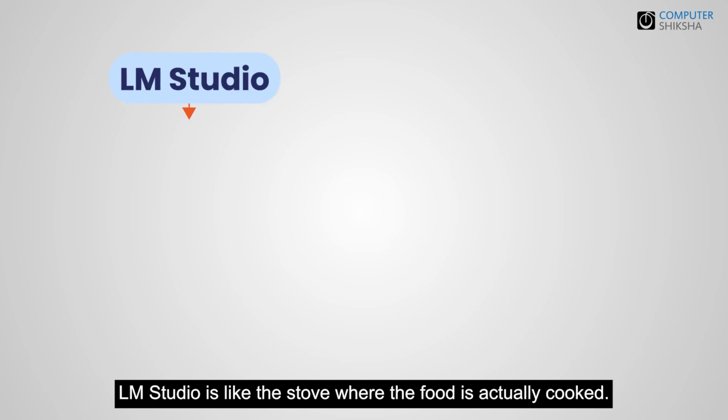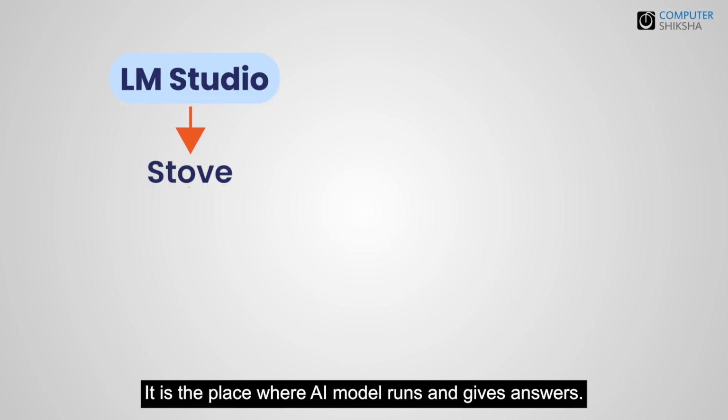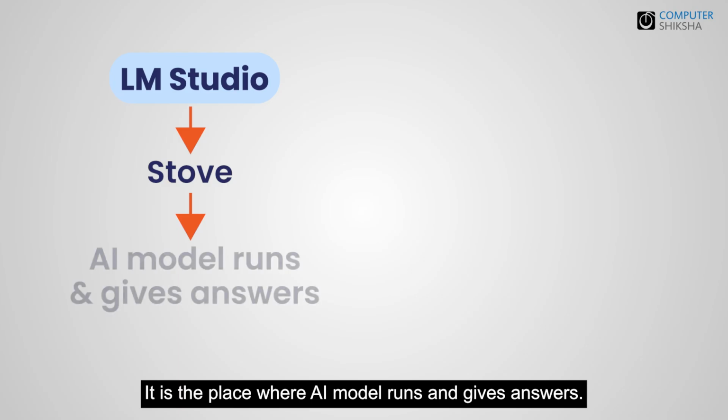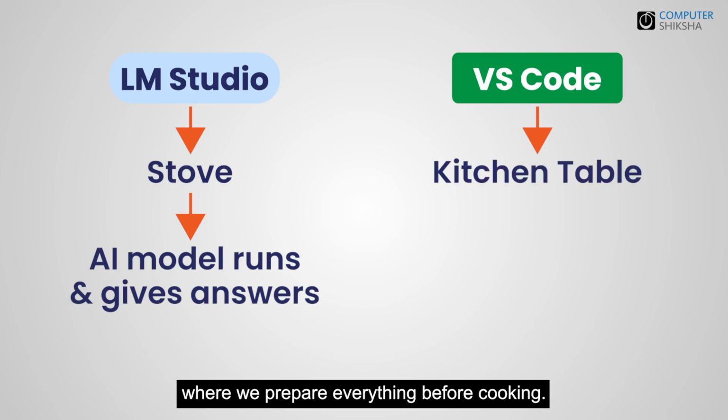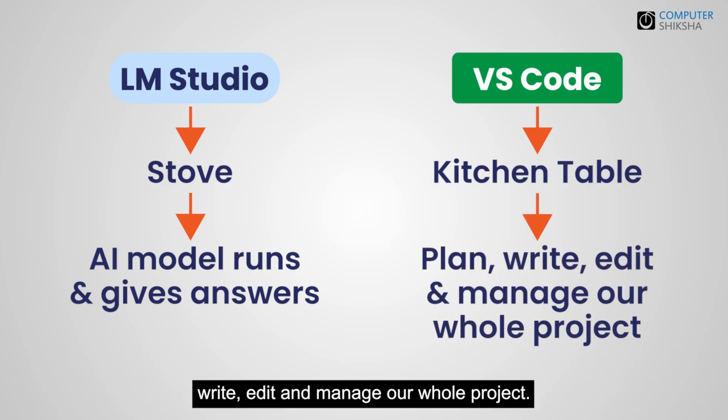Now think of it this way. LM Studio is like the stove where the food is actually cooked. It is the place where the AI model runs and gives answers. And VS Code is like the kitchen table where we prepare everything before cooking. VS Code is the place where we plan, write, edit and manage our whole project.